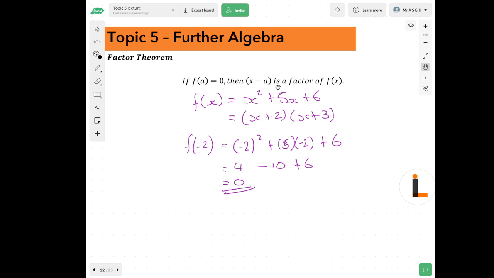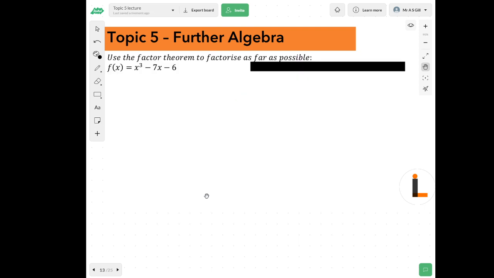So this is the point that we're making here, that there's a link between these two bits, right? The solution, and this is the proof, right? So factor theorem is saying, well, this is the proof. If this is true, if f of minus 2 does equal 0, then we can say, well, x plus 2 must be a solution. Okay, so we'll get some more examples of that.